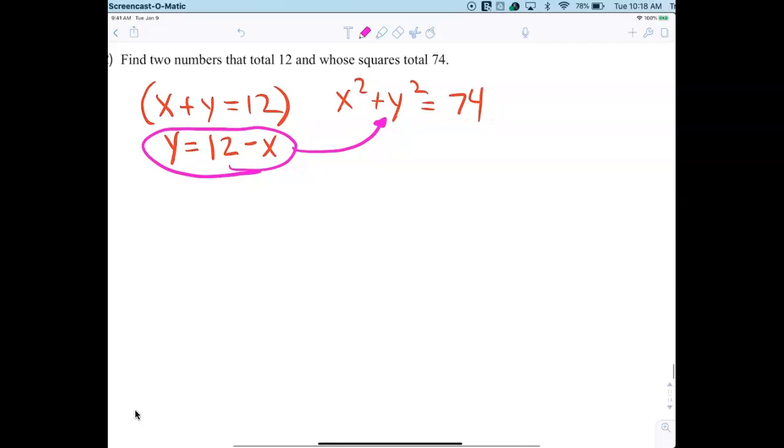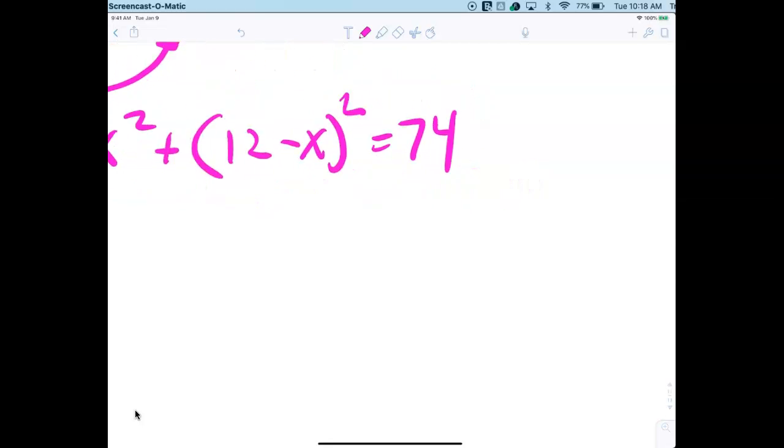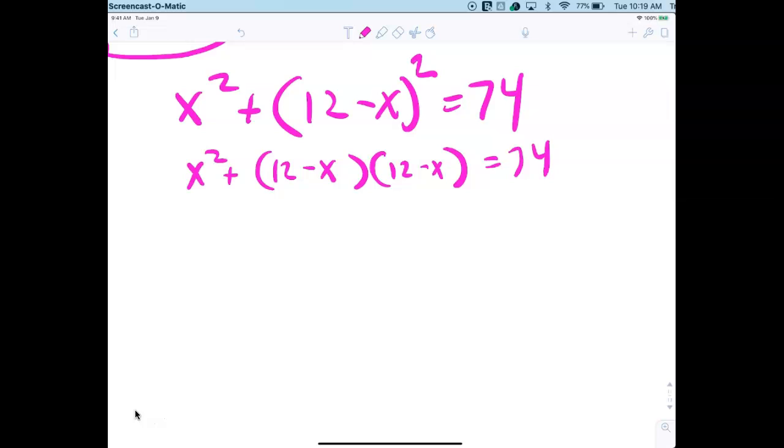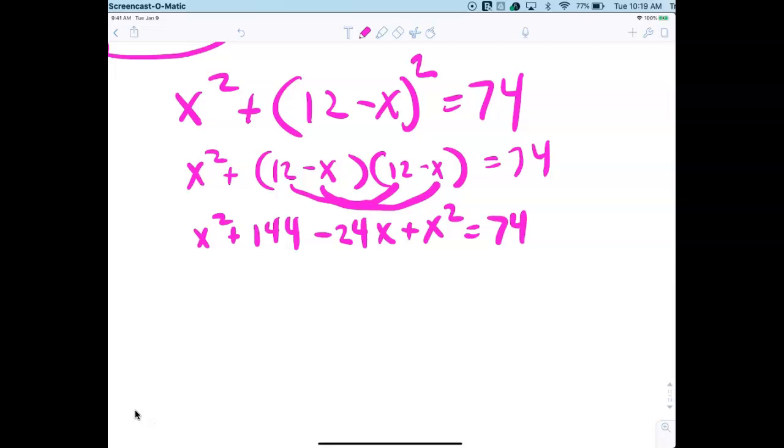When I plug in, I now get x squared plus parentheses 12 minus x squared equals 74. Now I have to square 12 minus x. So here we go. X squared plus parentheses. Everybody knows 12 times 12 is 144. So x squared plus 144. Help me out with this smiley face. Negative 12 and negative 12 make negative 24x. So the middle term is negative 24x. And then x times x gives me the plus x squared equals 74.